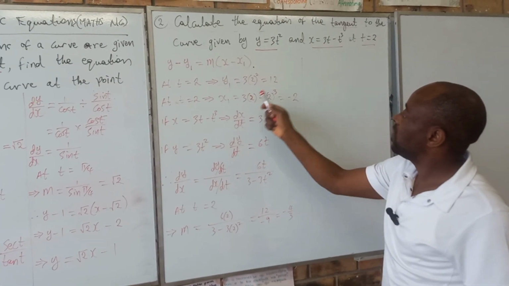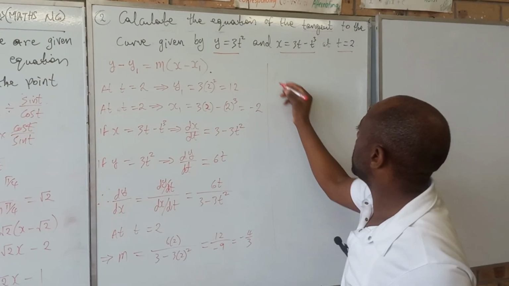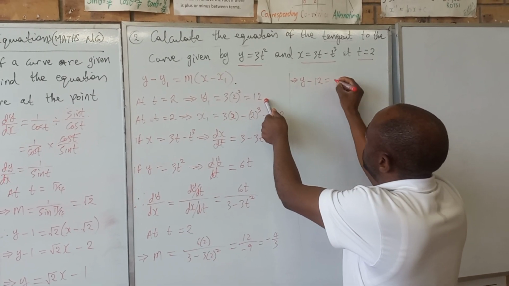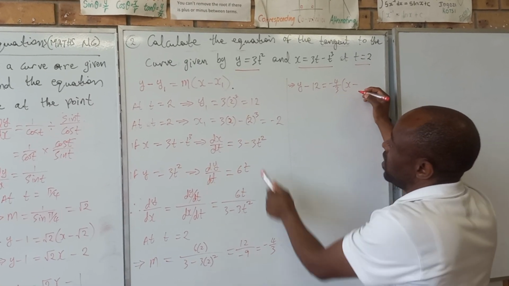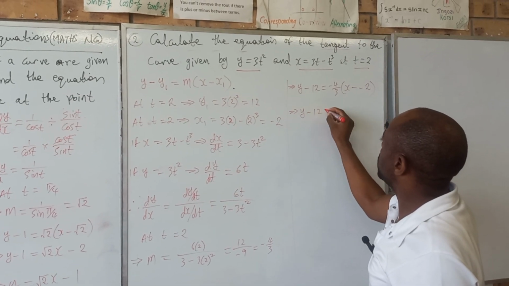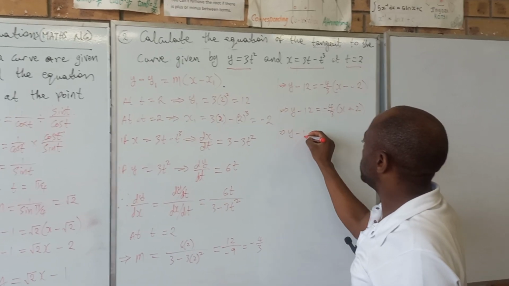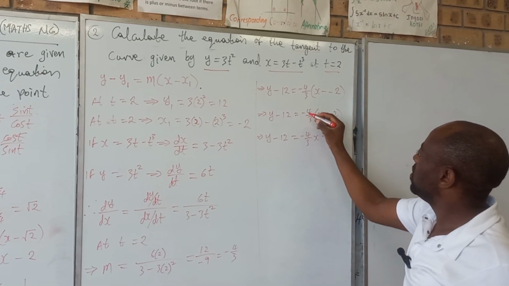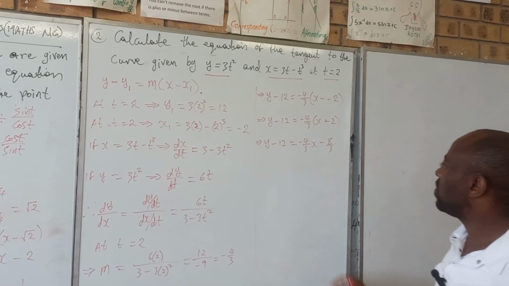Our y1 is 12, our x1 is negative 2. We then transfer that information into the equation of a straight line, which will tell me that I'll get y minus y1, y1 is 12, is equal to m. My m is negative 4 over 3 into x minus x1. My x1 is negative 2. So this means you get y minus 12 is equal to negative 4 over 3 into x plus 2. If you open your bracket, y minus 12 will be negative 4 over 3x, then plus 8 over 3, since negative 4 over 3 times 2 is 8 over 3.